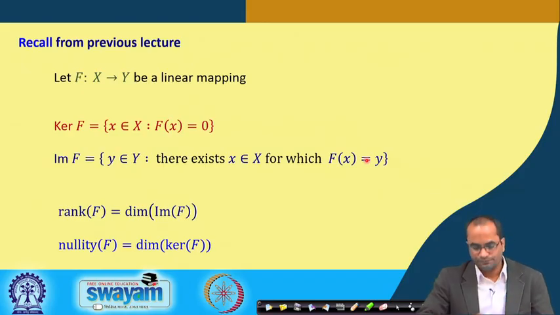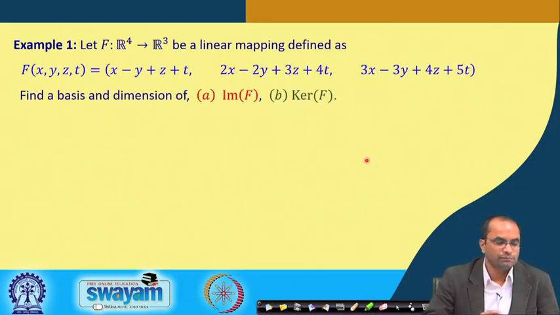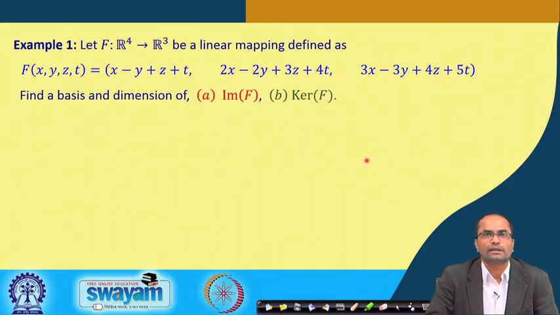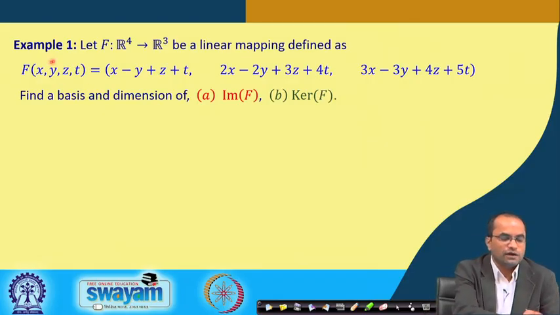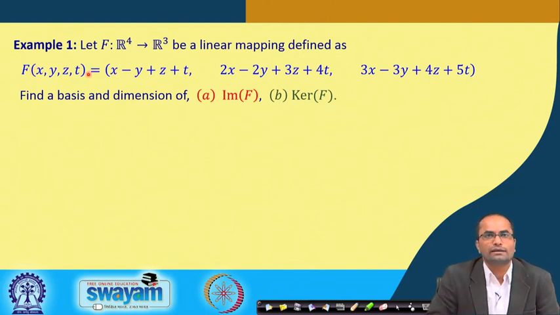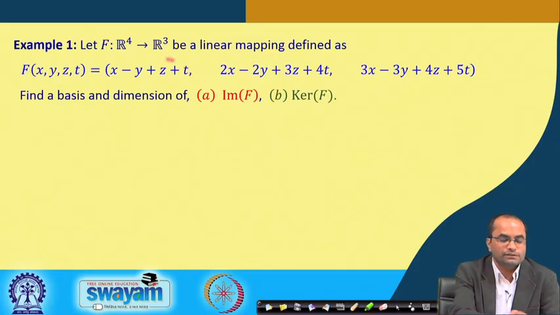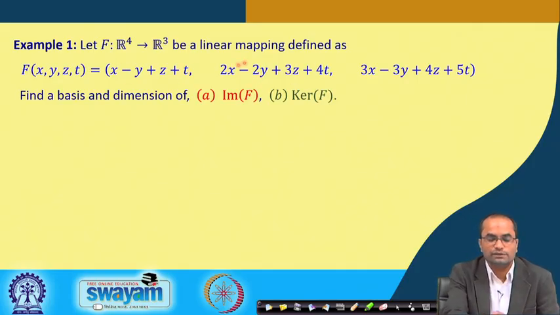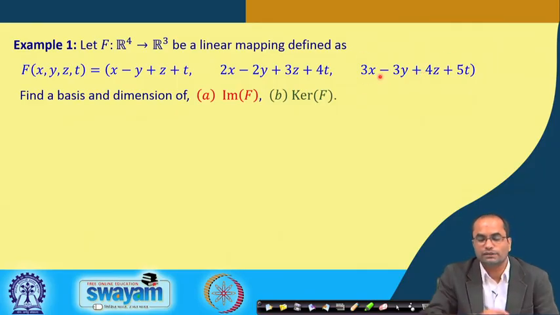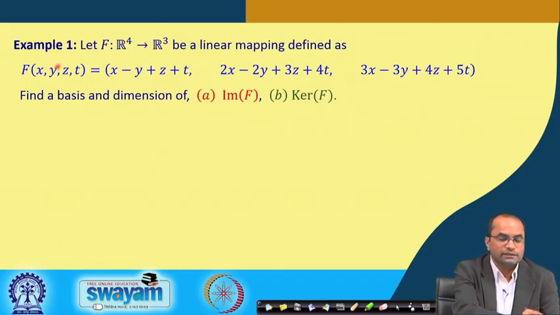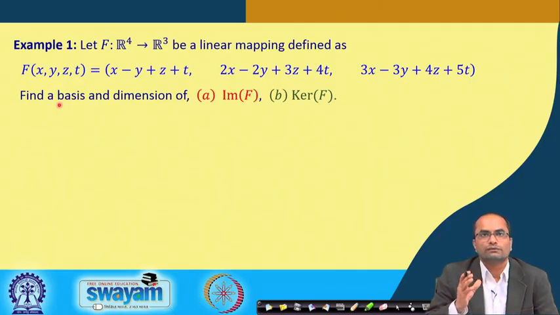So, with these definitions we start now with the example where we have taken f, a linear map from R^4 to R^3, which is defined by this relation. f maps this element from R^4, (x, y, z, t), to (x - y + z + t, 2x - 2y + 3z + 4t, 3x - 3y + 4z + 5t). So, this is the element from R^3 and this is the element from R^4, and that is what we said here: f maps an element from R^4 to an element in R^3.